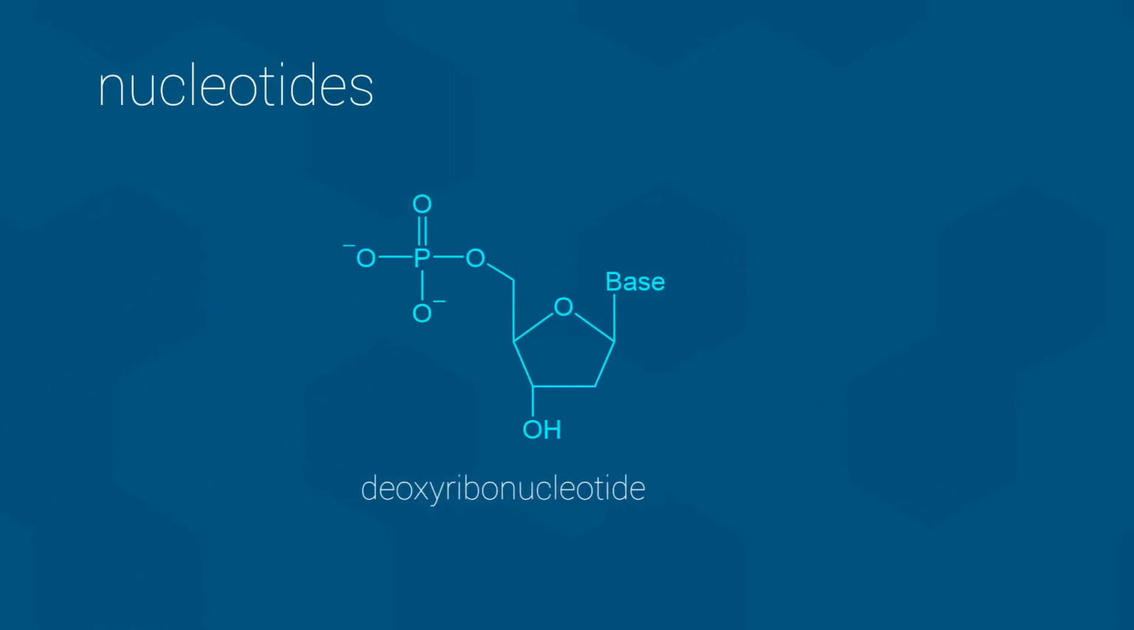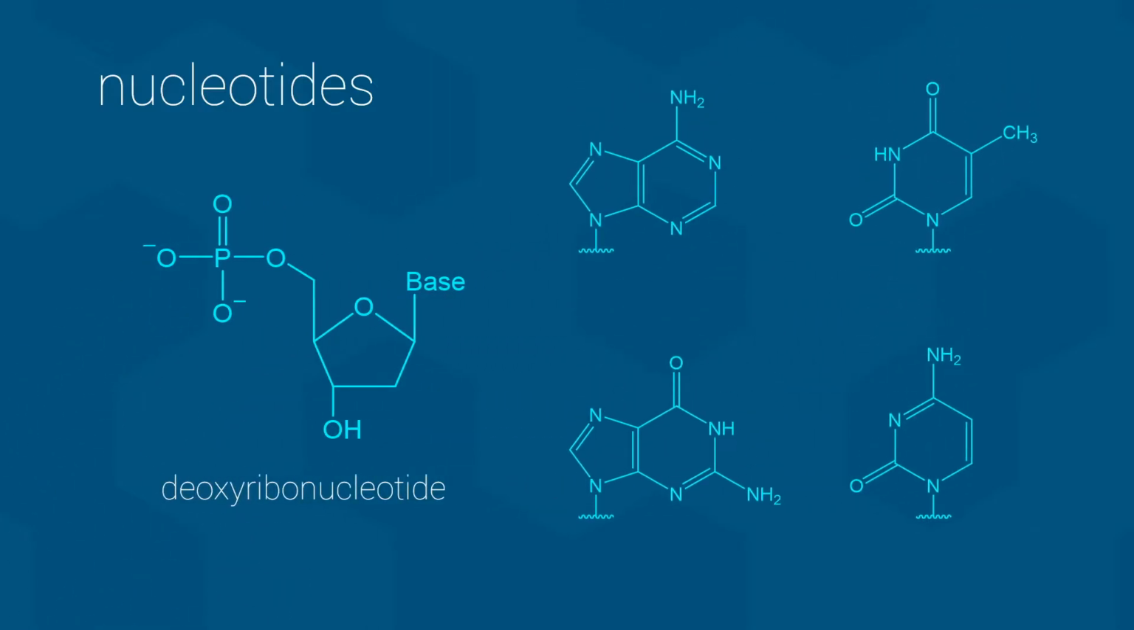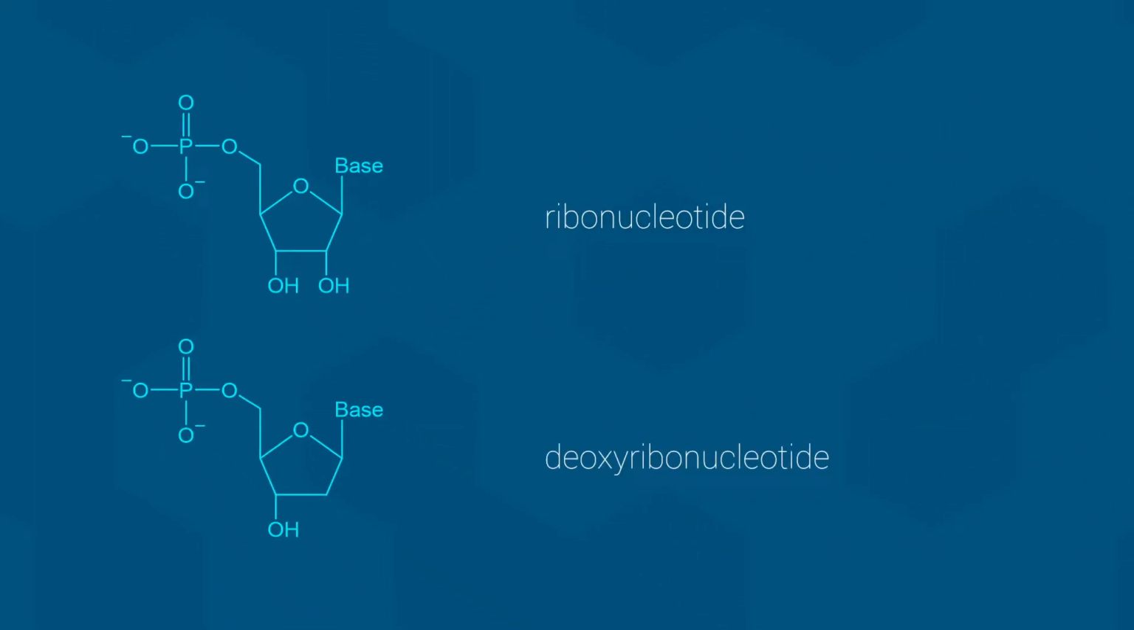Let's start with the deoxyribonucleotides since they are more well known. Each deoxyribonucleotide uses one of 4 bases: adenine, thymine, guanine, and cytosine. These are usually referred to simply as A, T, G, and C. Ribonucleotides use the same bases with one exception. Instead of thymine, uracil is used, otherwise known simply as U. So that is the 2 types of nucleotides.